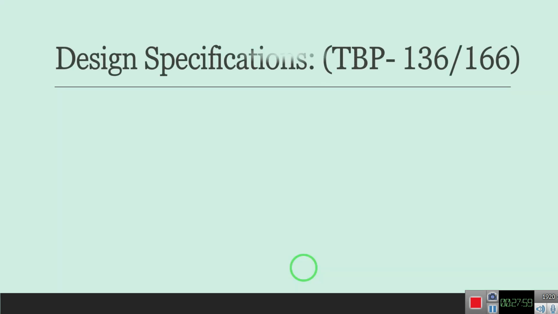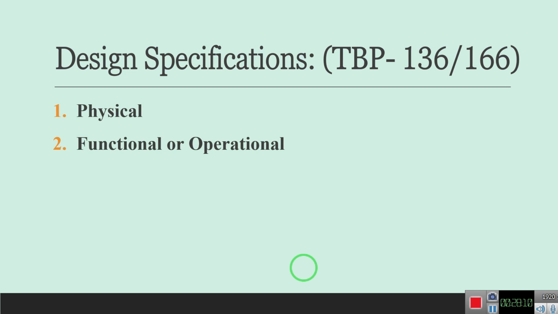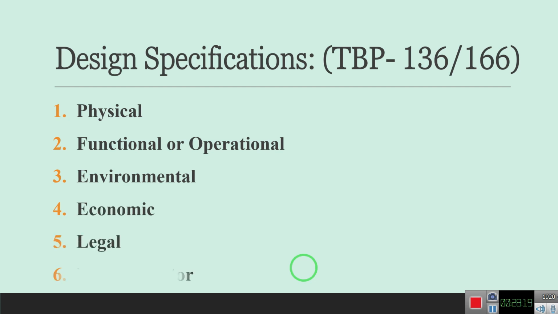Okay, now we'll go for the design specifications, chapter 2, last topic. You know what specification means. Physical specifications will come, functional or operational specifications, environmental specifications, economic specifications, and legal and human factors. These are the specifications we have to consider. For all products, there is no need to consider all specifications. Some products only need physical and legal. Some products may need environmental and human factors. These are the major specification factors that should be considered in designing. One by one we'll study.